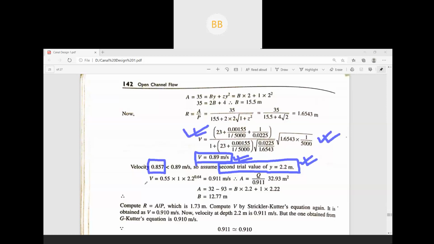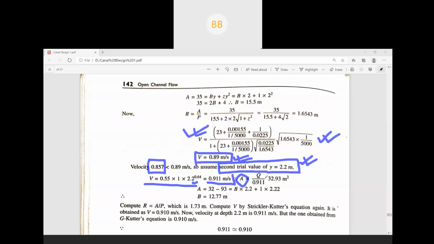Okay, then again we need to find out the velocity by that equation: 0.55 multiplied by critical velocity ratio multiplied by y to the power 0.64. Now here the y value changes, it's 2.2. So you are getting the velocity as 0.911 meter per second. Okay, then we need to find out the area.